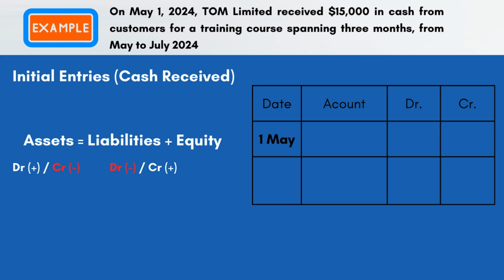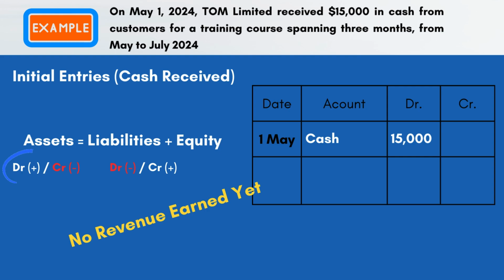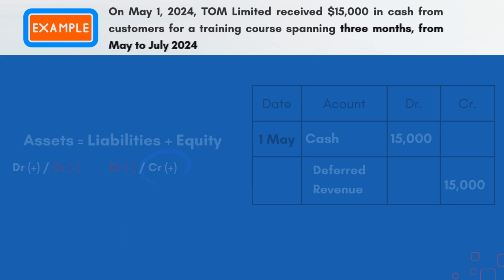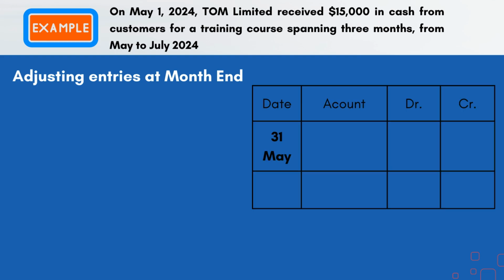Cash was received in advance for the 3-month training course, so we debit cash for $15,000. At that time, Tom Limited had not yet earned any revenues because the services were yet to be provided to the customers. So, we credit deferred revenues for $15,000, which is a liability owed to its customers. Now, let's move on to the adjusting entry on May 31st, 2024.